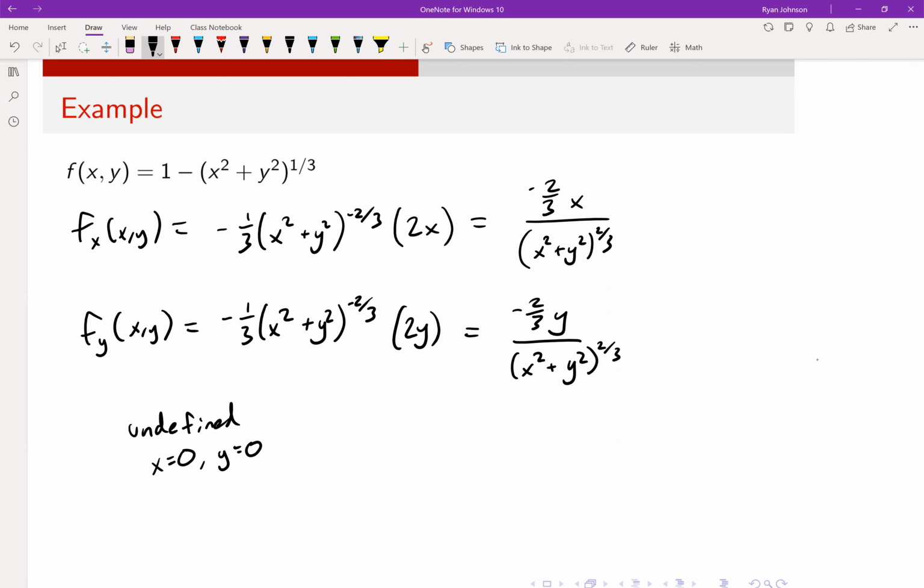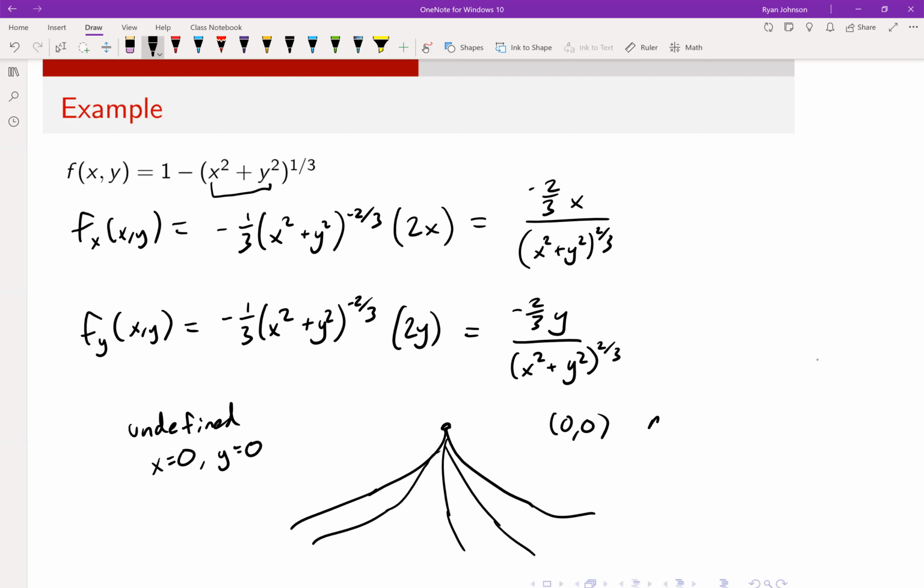So what does this look like? Well, try to imagine how this is always positive, but you're subtracting it and you're taking it to the 1/3 power. So it's basically like a picture like a circus tent, going out. So it's a maximum. So 0, 0 is a maximum.